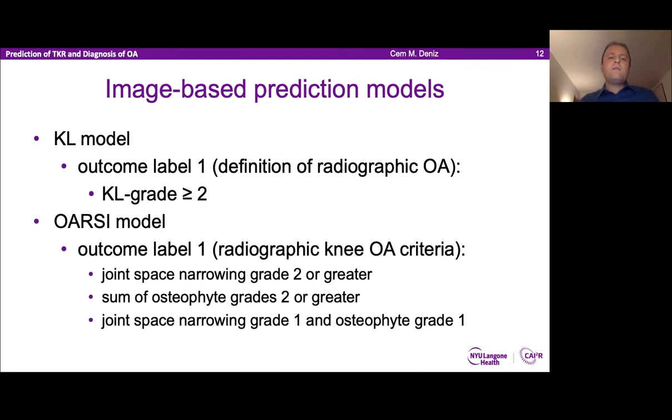And we define another model using the ORC grading. So we define the outcome label as 1 using the radiographic knee OA criteria. So it was either joint space narrowing grade 2 or greater, or there was some osteophytes grade 2 or greater, or they were both, like we had joint space narrowing grade 1 and osteophyte grade 1. So these binary models are used to compare our deep learning models' fidelity.